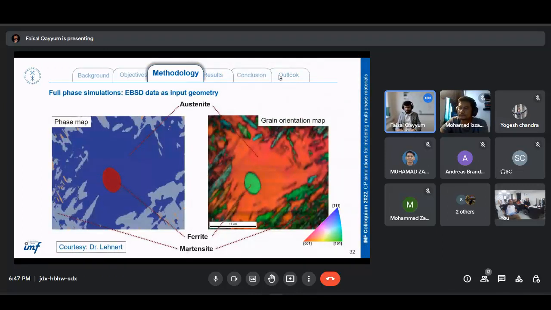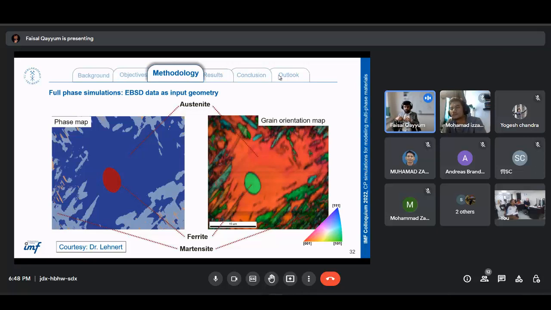In this example, we have a material specifically manufactured with three different phase components. In the middle, you will see a round ferrite inclusion. Around it, all this blue is the austenite matrix, and then we have a very hard martensite phase present. On the grain orientation map, you will see the overall orientation distribution in IPF colors, and here you see that the austenite grain is at 001 orientation.